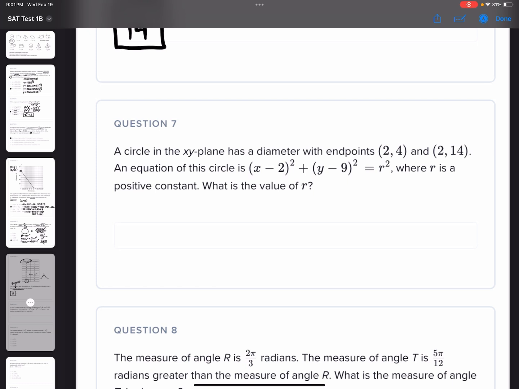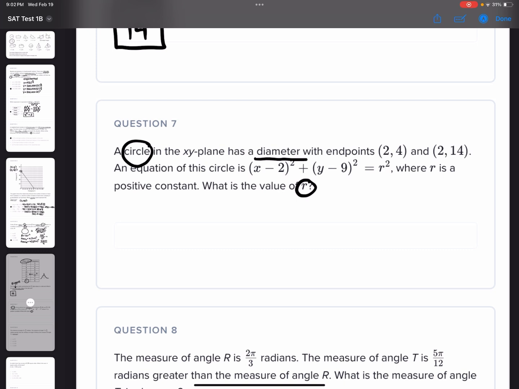So this kind of just goes back to a bit of geometry. We are given a circle, right? We're dealing with circles here. It has a diameter with the endpoints (2, 4) and (2, 14). An equation of this circle is that, okay? We're trying to find what r is, and r would be our radius. Right back to circles. Don't we love circles? I know I do. So let's start off with the vocabulary that they give us.